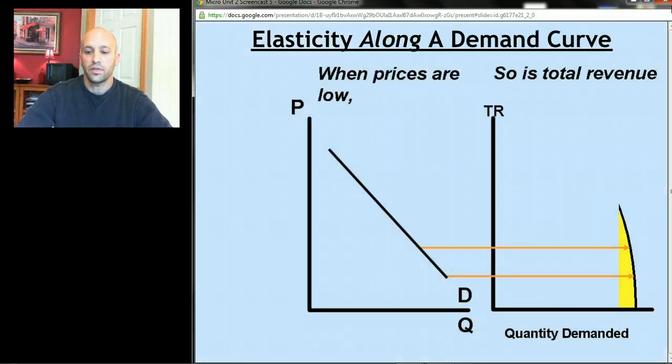Take a look at these graphs. On the left-hand graph, I have a demand curve. And on the right-hand graph, I'm going to graph out what total revenue would look like as we move along this demand curve.